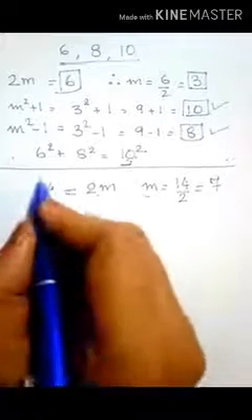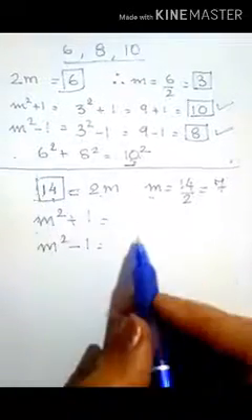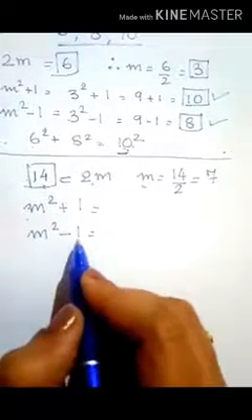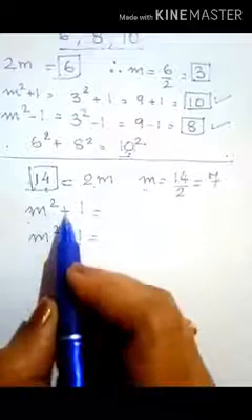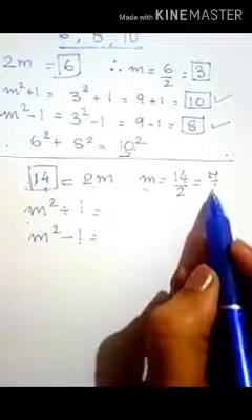One number is 14. Don't forget that one number is given to you and we are just trying to find out the other two numbers. So we'll find m square plus 1, m square minus 1. And 2m is already equal to 14. So what is our m? M is 7. We found it just now.